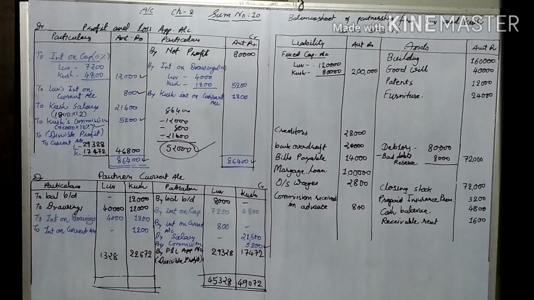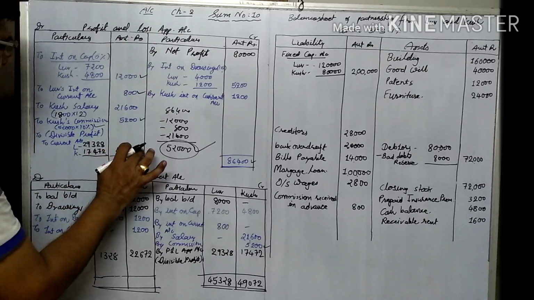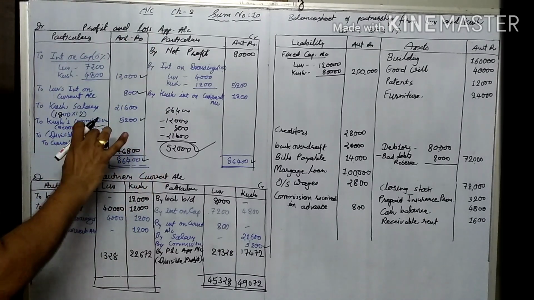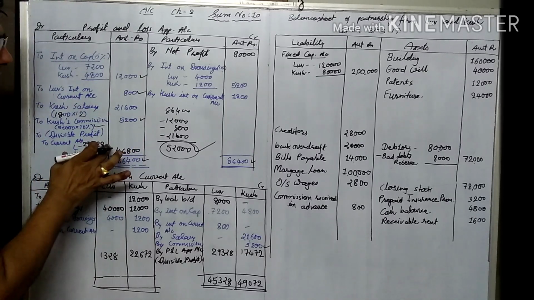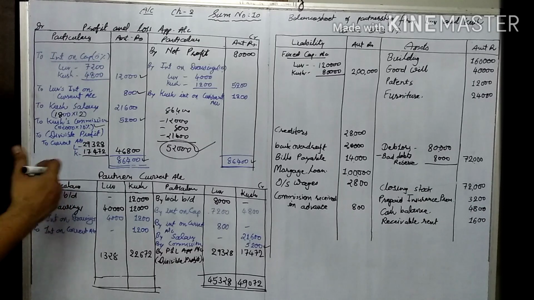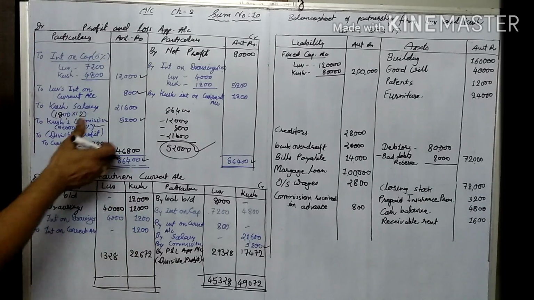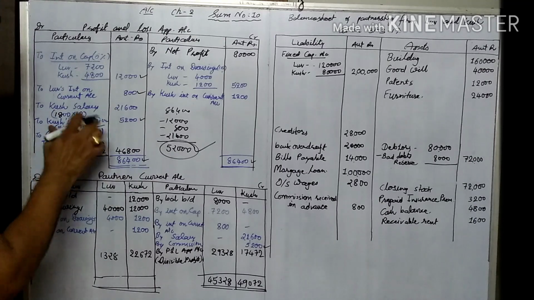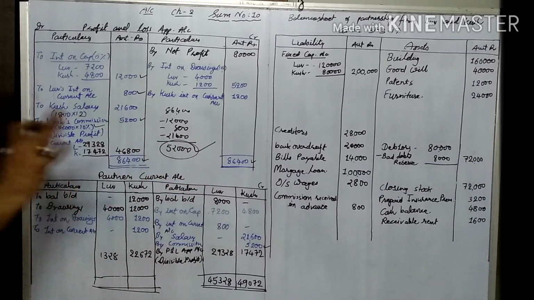After everything we have to make the total. The difference is 46,800, that is divisible profit. How to distribute that profit, that is the most important topic that we have to discuss when all the entries and everything is totaling over. Then I have to show you how to calculate that 46,800 rupees, how to distribute among the partners. That calculation I will show you. Okay, so just wait for that.